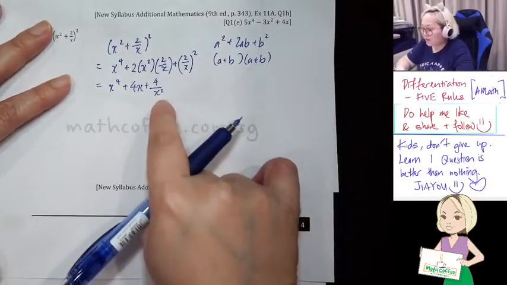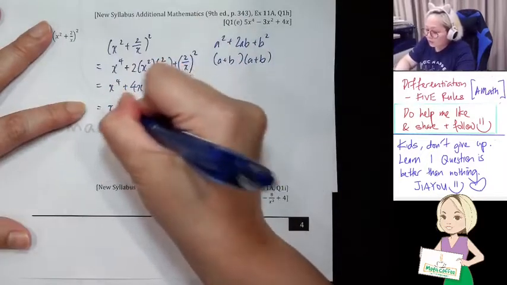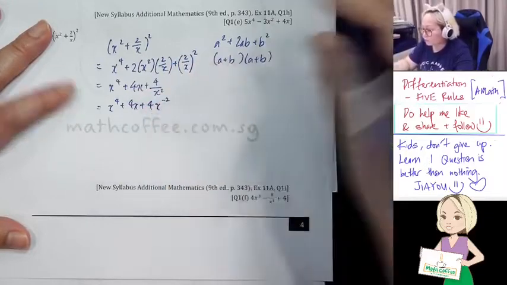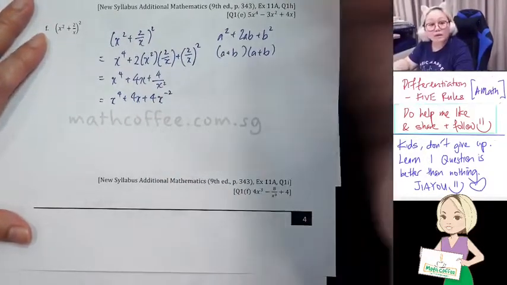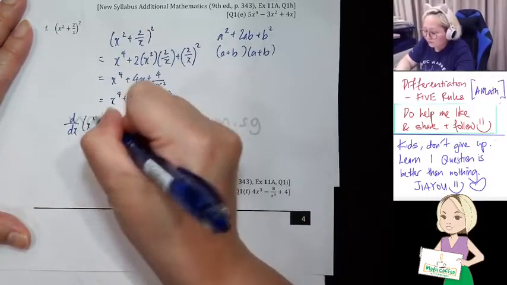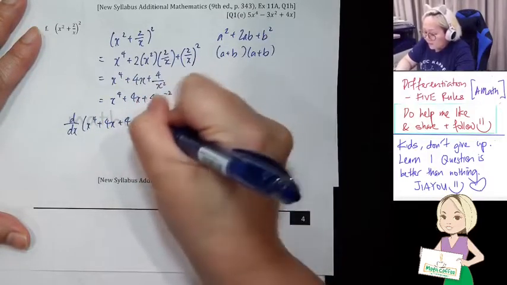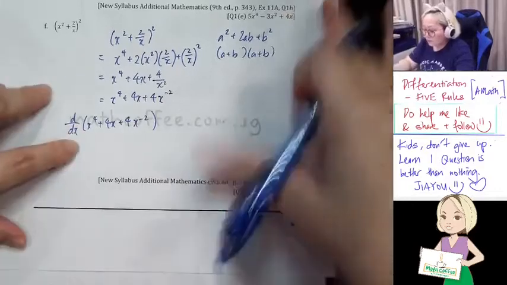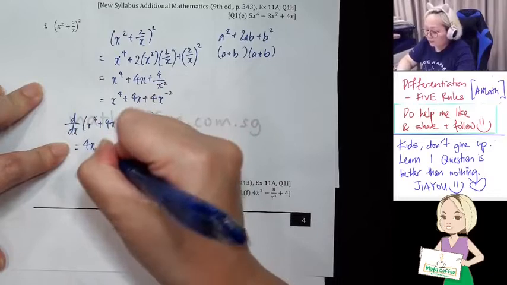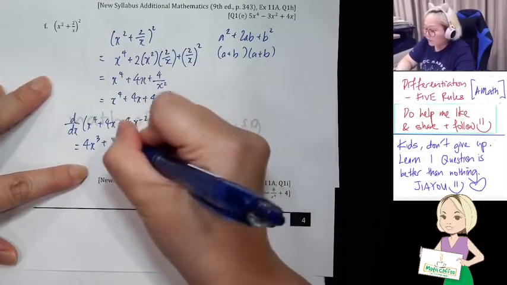Again, because I have an x at the denominator, let's change this to index notation. So x to the power of 4 plus 4x plus 4x to the power of minus 2. So now I'm ready to differentiate. So I'm going to differentiate this. Power bring down, apply rule 1. 4 bring down, so it's 4x, power minus 1, so it's 3. Then differentiate 4x. Remember the shortcut is just a 4.